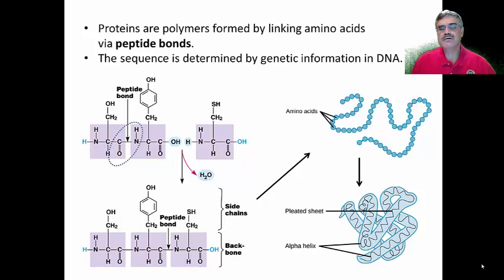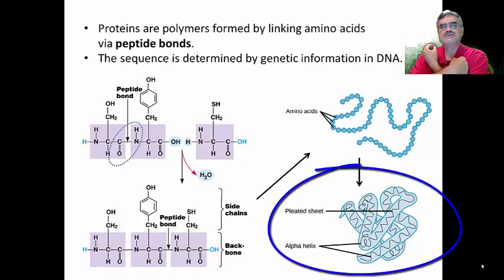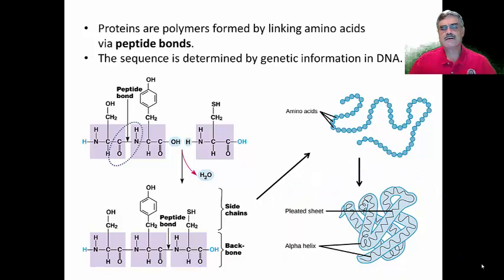When you string together a sequence of amino acids to form a long polymer, this polymer has the ability to spontaneously fold up into a three-dimensional structure, shown in the bottom right side. And this is what is amazing to biochemists.